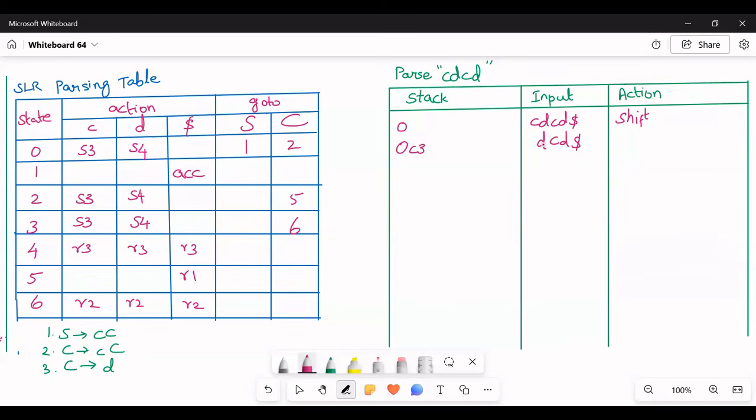Now 3 comma D means shift 4. So we have to write shift here: 0C3, we shift D as well as 4. So we have shifted D, and the remaining input string is CD dollar. Then 4 comma C means reduce by production number 3. So it is a reduce action.